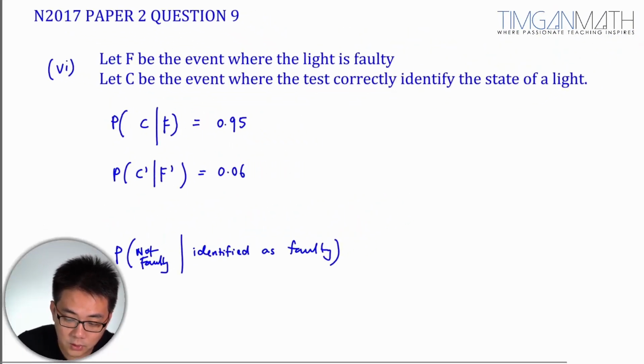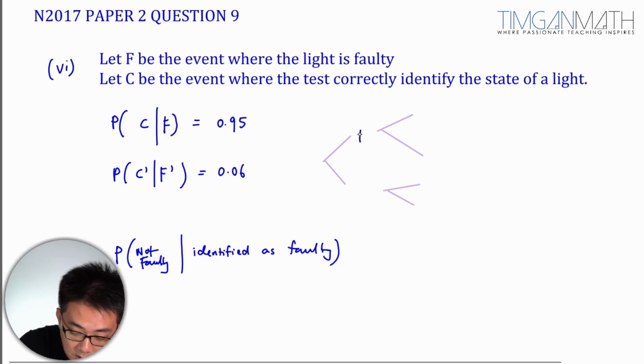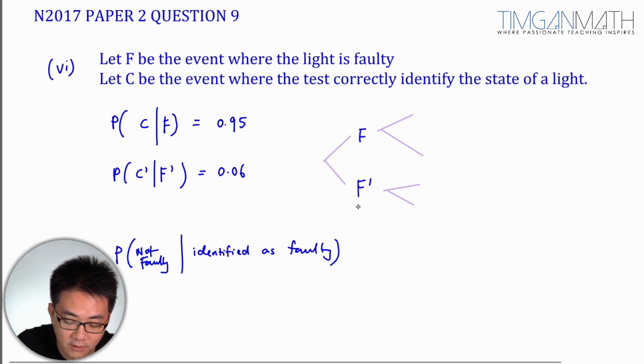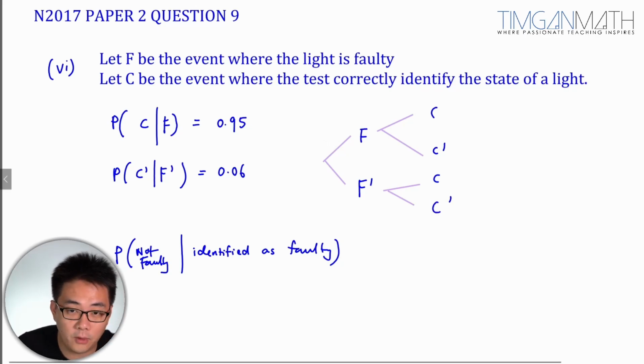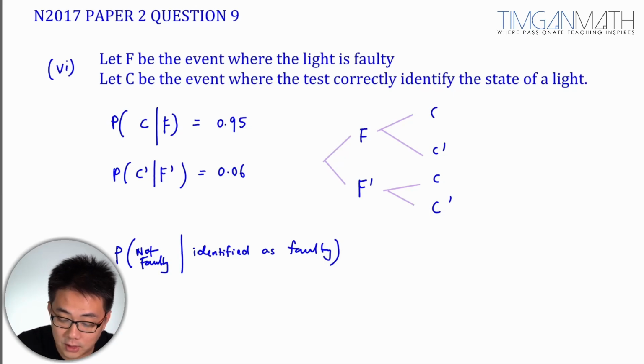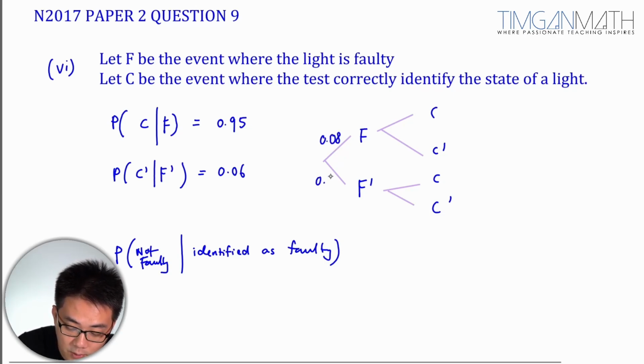So we're gonna try and draw a tree diagram out. I think this tree diagram should be quite quick to draw. Given that F happens first, F has to come first. F prime, then C prime. For a light to be faulty on average is 8%, so 0.08. This is 0.92. Then you have the correct, which is 0.95, then this is 0.05. This case here will be 0.06, and this will be 0.94.